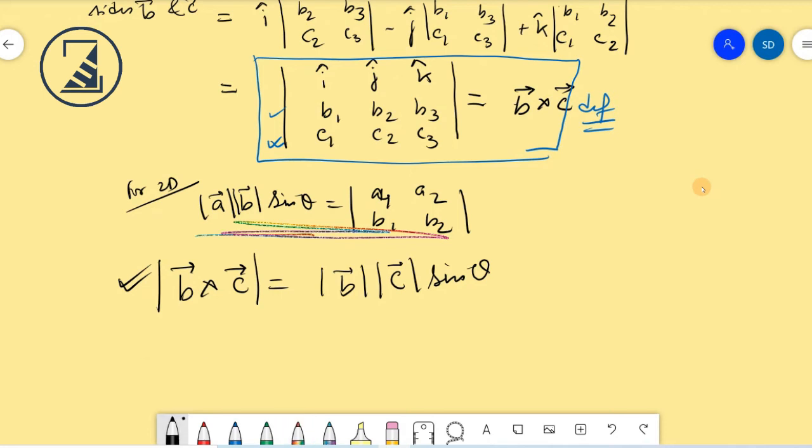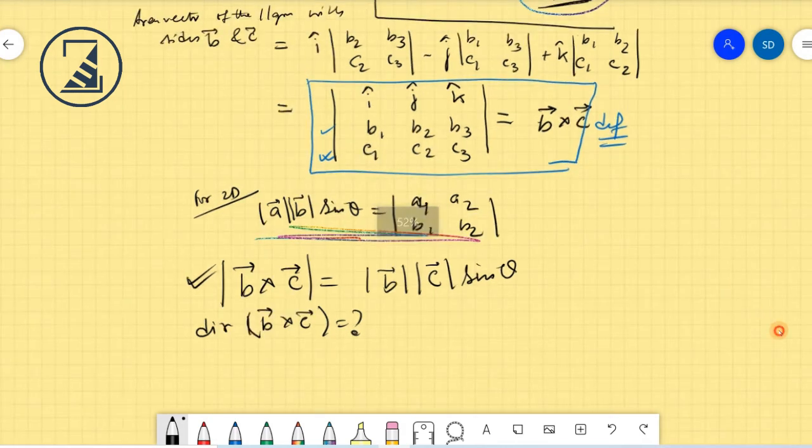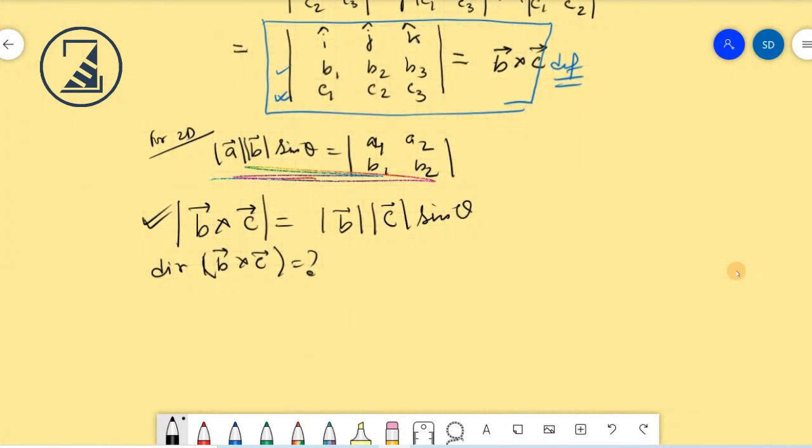Now up to this is fine. Now what about the direction of B cross C? Because B cross C, when expanded, will give me another vector, so it will have a direction. Well, algebraically, the direction of B cross C is pretty simple. If you have components and you can calculate B cross C, then you will write the direction of B cross C just like this, B cross C divided by mod of B cross C. But let's understand it geometrically.